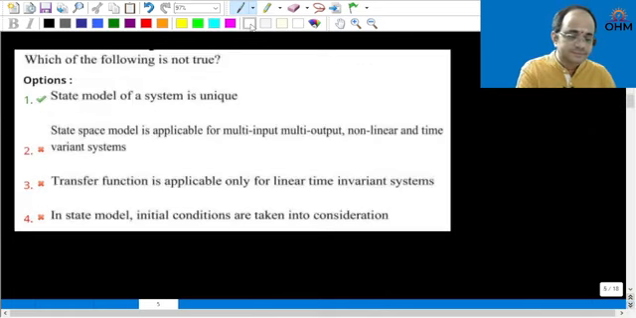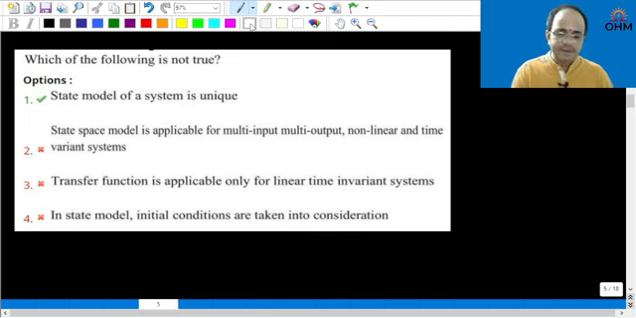Next one, which of the following is not true? By seeing all these equations, in the first option itself you will get the answer. State space model of a system is unique. It is not correct, because for a given physical system, depending on the selection of the state variables, you can have multiple state space models.